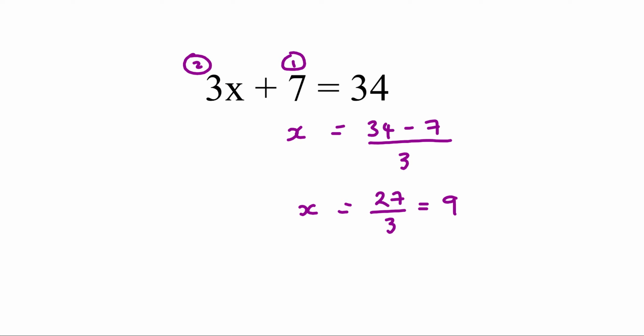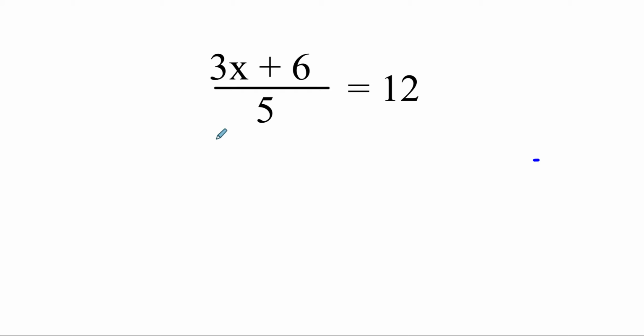So let's have a look at a more complicated one. What happens if we have 3 things going on? Well, which one is furthest from the x? Actually, that is the 5. Then it follows by the 6, and then lastly it is the 3.